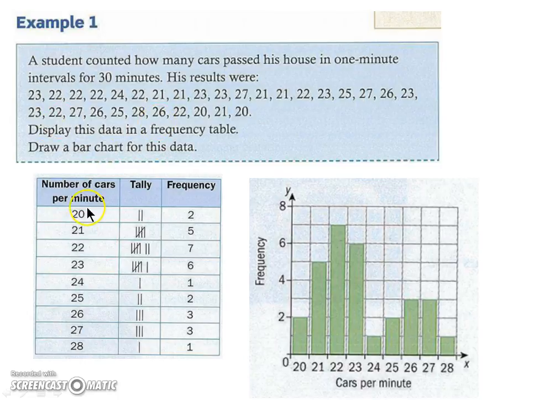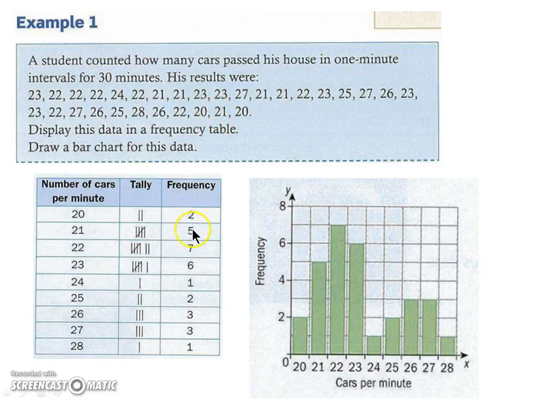You can see that the least amount of cars in 1 minute is 20. So that's why we have a 20 here. In this case we're counting how many 20s. Like we mentioned just now, frequency is just a fancy word for how many times it happens. So we have 2. For 21, I have 1, 2, 3, 4, 5.